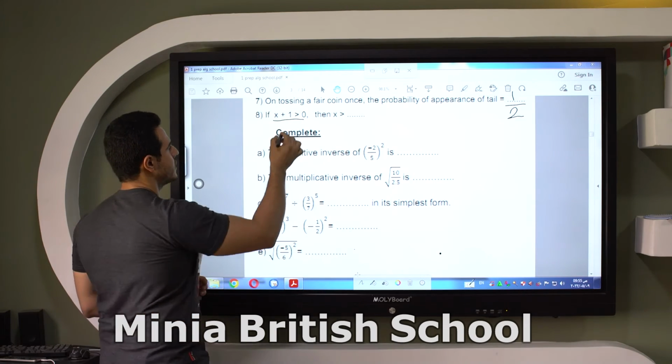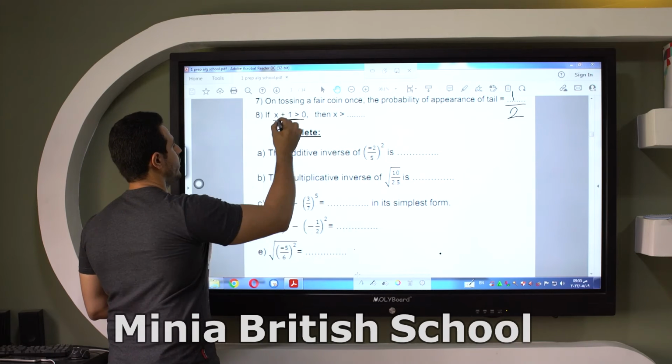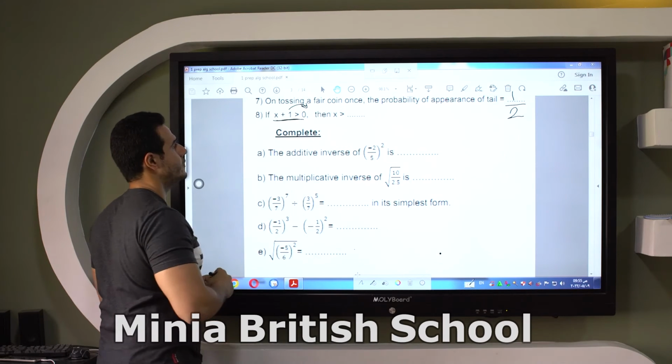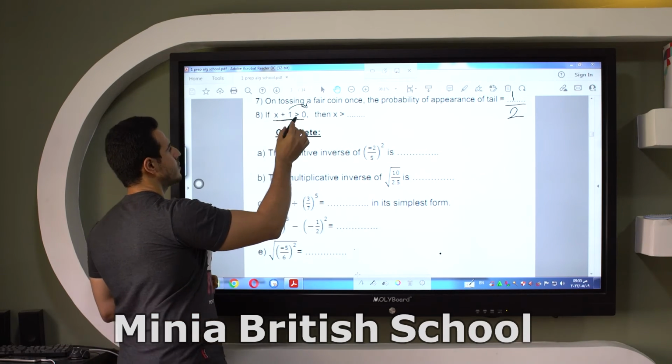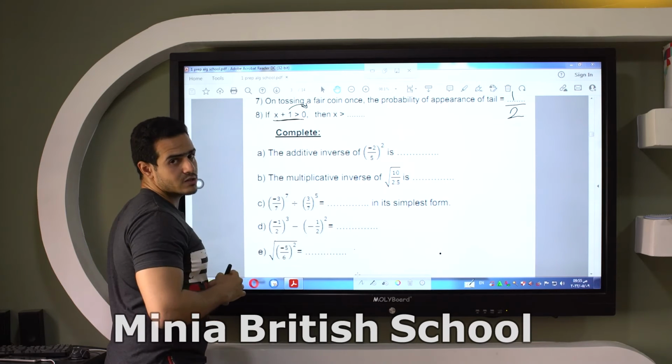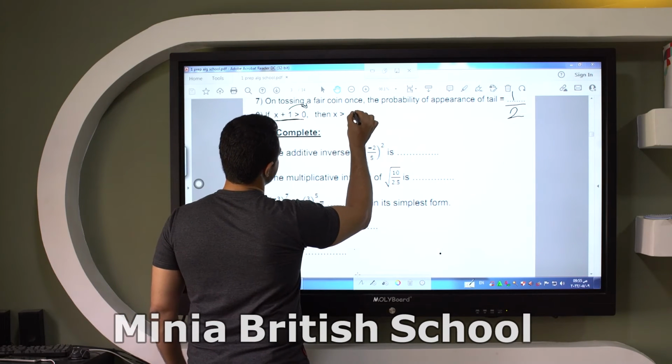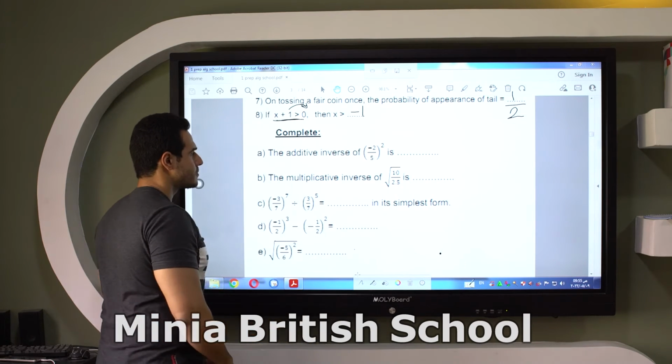If x plus 1 is greater than 0, then x is greater than what? At first, we must solve this inequality. We move the 1 to the other side by the inverse of its sign, so x is greater than 0 minus 1. So x is greater than negative 1.